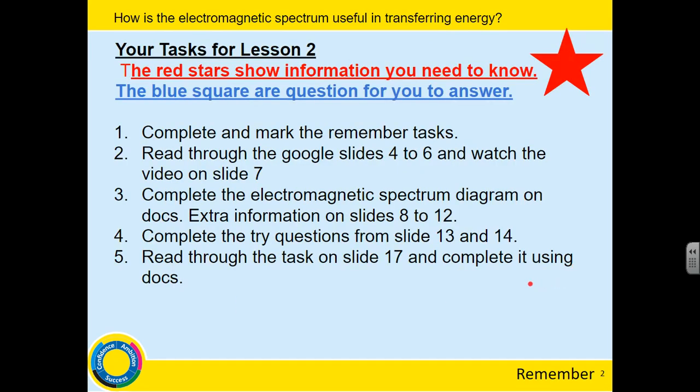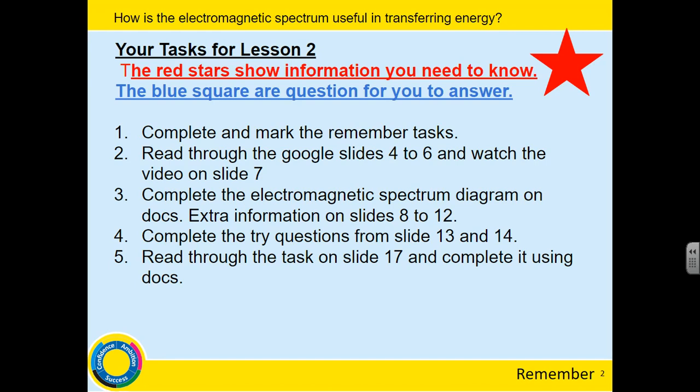Okay, a quick bit of admin. Your tasks for Lesson 2 are listed 1 to 5 there, and there are 2 additional things that you need to be aware of. Red stars show information you need to know. Blue squares are questions for you to answer. Okay, starting with the stuff you need to know.